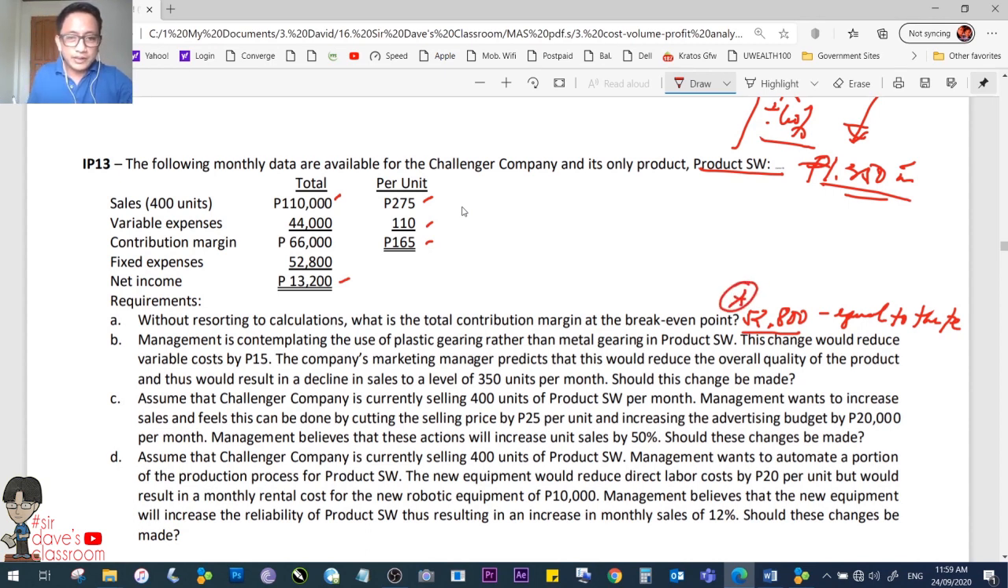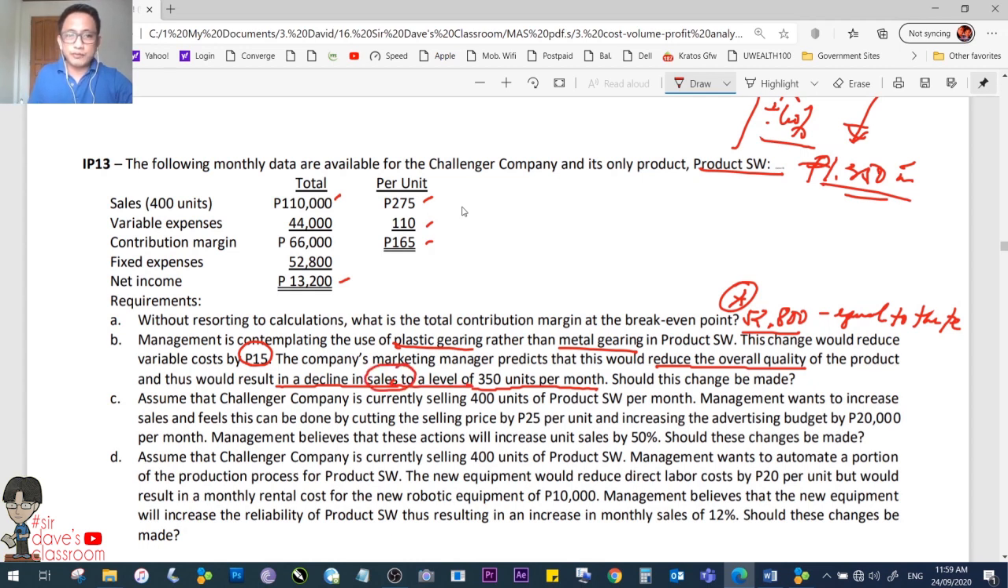Management is contemplating the use of plastic gearing rather than metal gearing. Ito na naman, magtitipid. This change would reduce variable cost by 15. Pero no consequence. The company's marketing manager predicts that this would reduce the overall quality of the product and thus would result in a decline in sales to a level of 350 per month. Sales level 2, sabi niya dito.